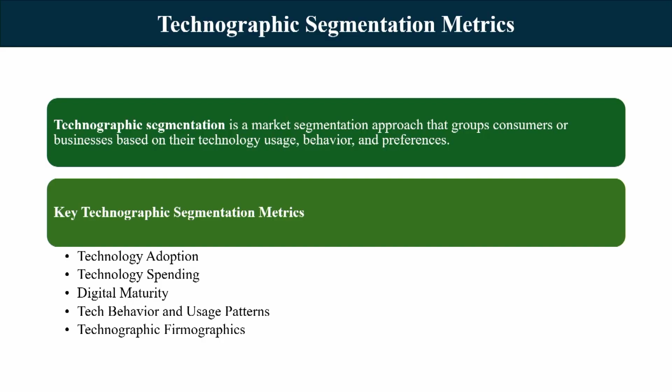Now, next comes the different category of matrix which is called the technographic segmentation matrix. This technographic segmentation is a market segmentation approach that groups the consumers or businesses based on their technology uses, behavior for the technology and preferences for various technologies. Some of the metrics associated with technographic segmentation are, first one is technology adoption, technology spending, digital maturity, then tech behavior and usage pattern and technographic firmographics.